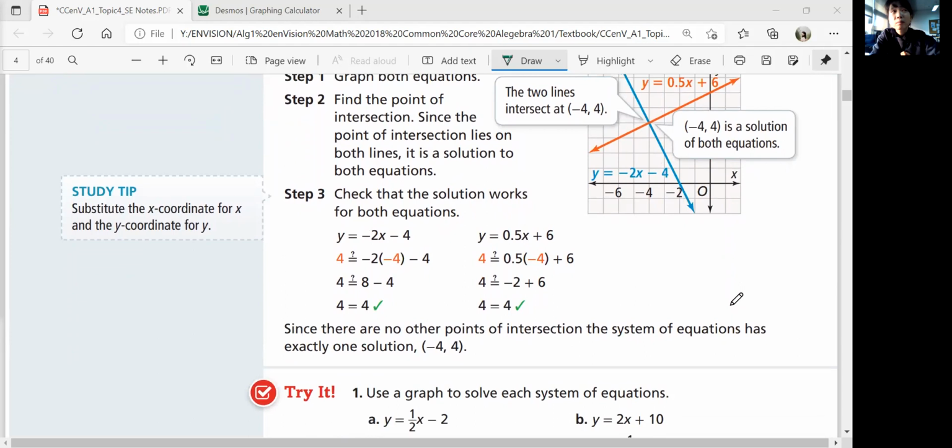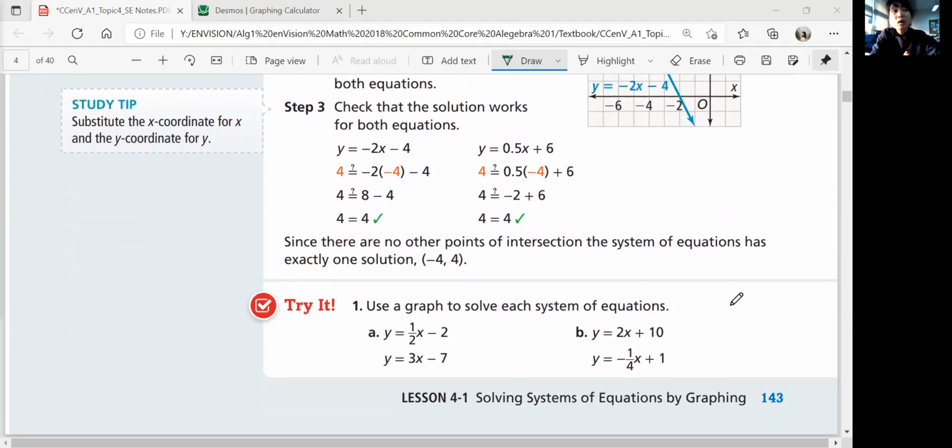Okay, the intersecting point. So let's look at number 1A and B. Try graphing them and see if you can find the intersecting points. Come back when you are ready.